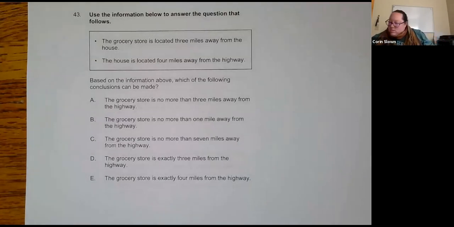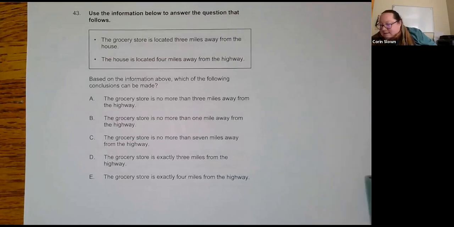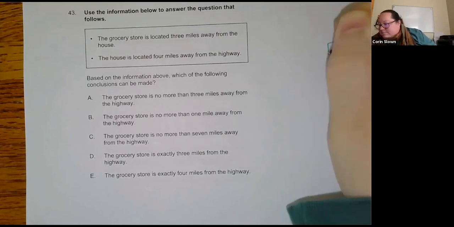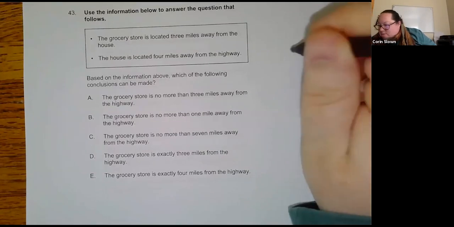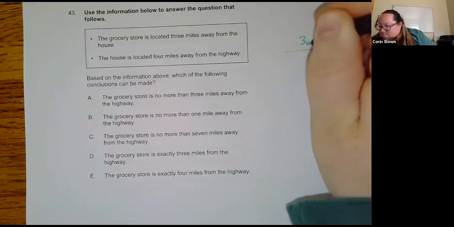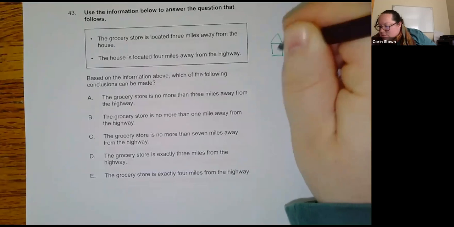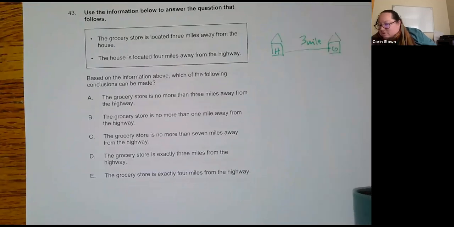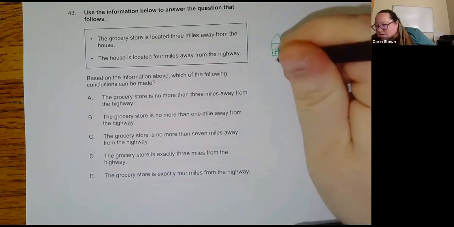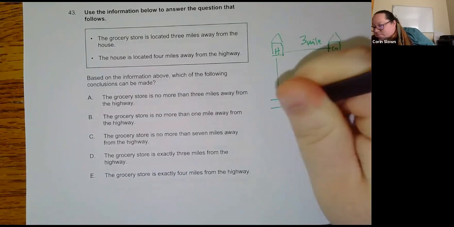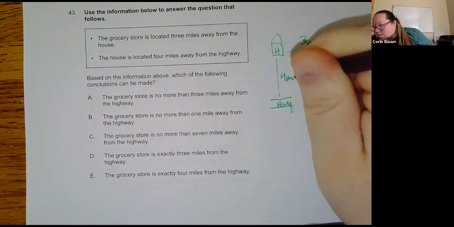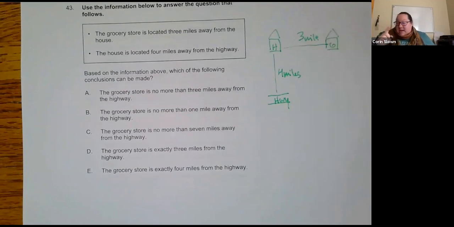Or the grocery store is exactly 3 miles from the highway, or the grocery store is exactly 4 miles from the highway. So this is one of those annoying problems where, if you're thinking about it, you have to be really attentive to the fact that we've got a grocery store that is 3 miles from the house, and we've got a house that is 4 miles from the highway. But remember, it doesn't tell us what direction. So these could point in any direction. So I have to be careful to pay attention to that when I'm thinking about solving this problem.